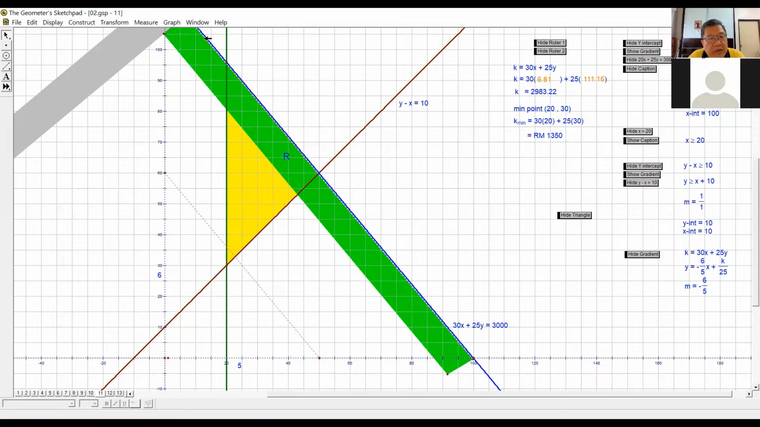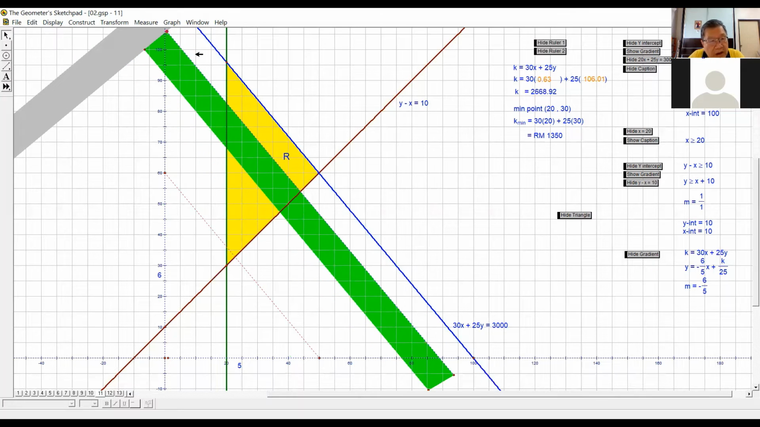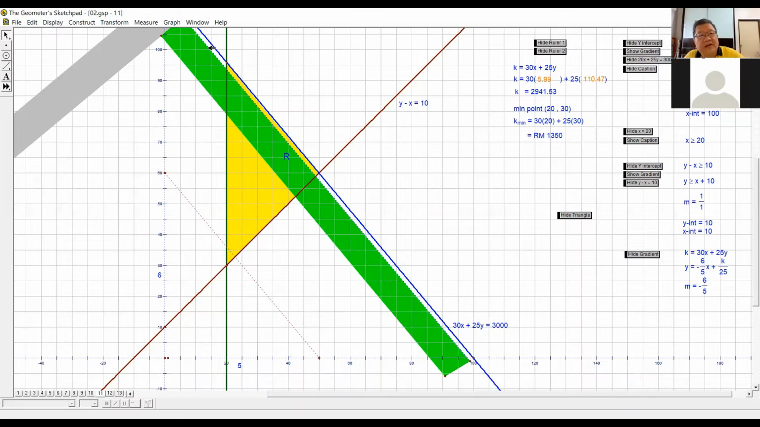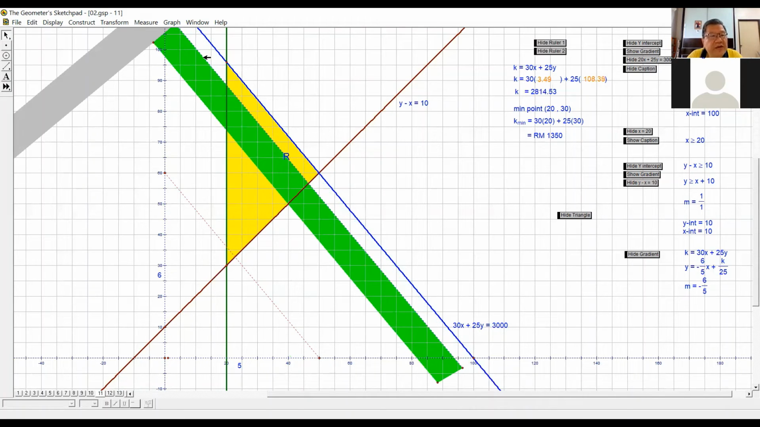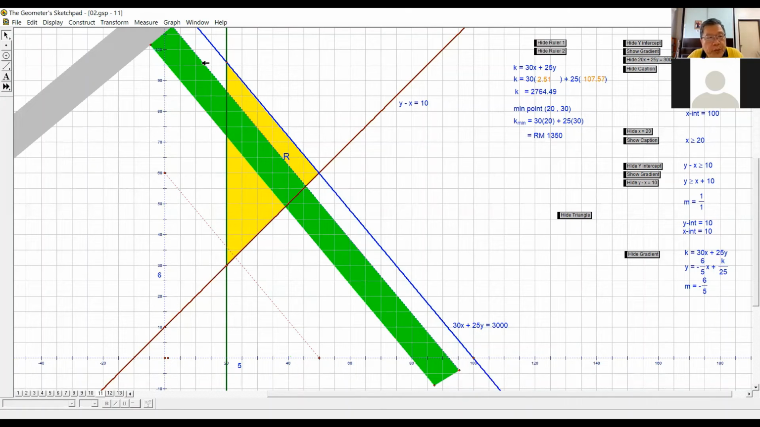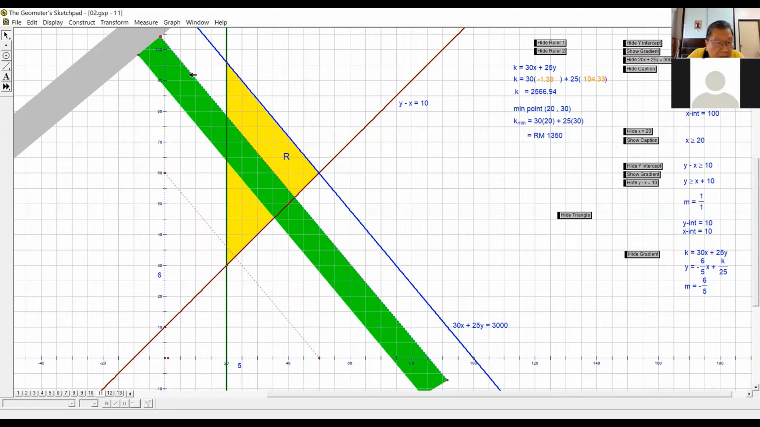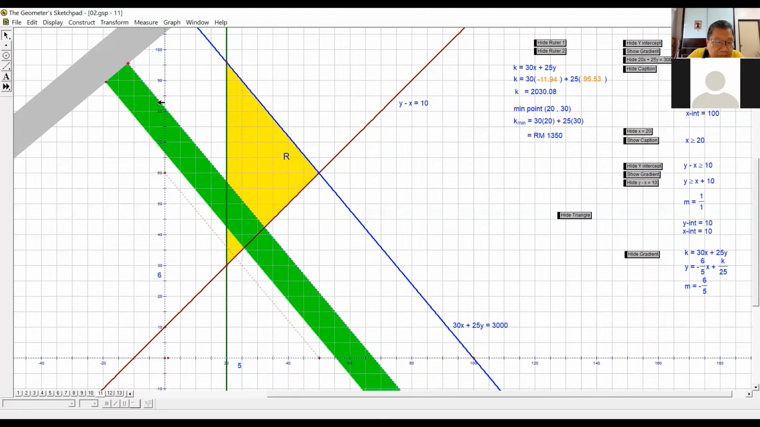So this will have a maximum cost, because the further you go away from the origin, the bigger the value. So this is the maximum cost. But the question says, oh no, we don't want the maximum cost. Who is so stupid to want the maximum cost? We want to cut the cost. We want to reduce the cost. So I move it towards the origin.